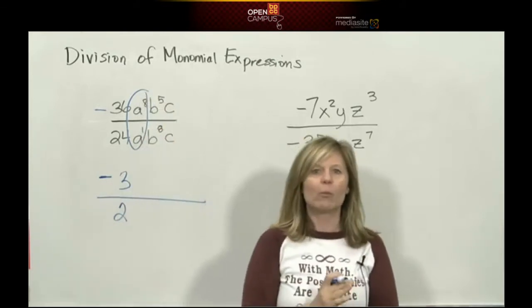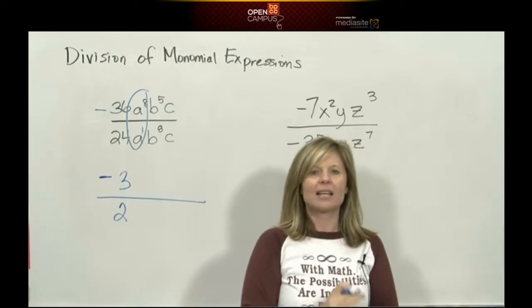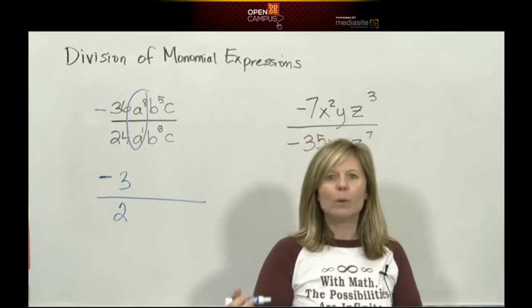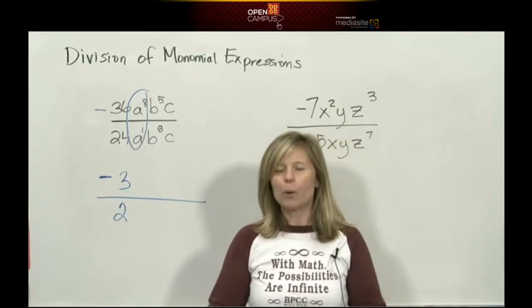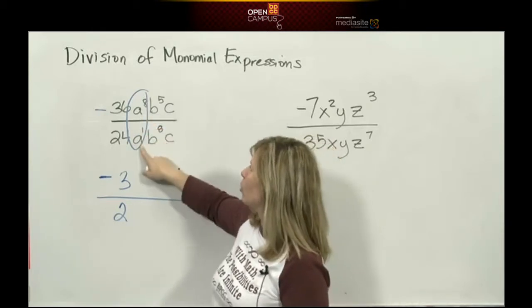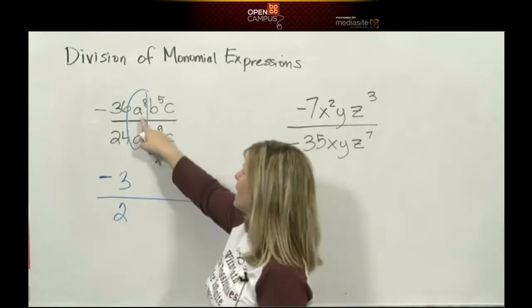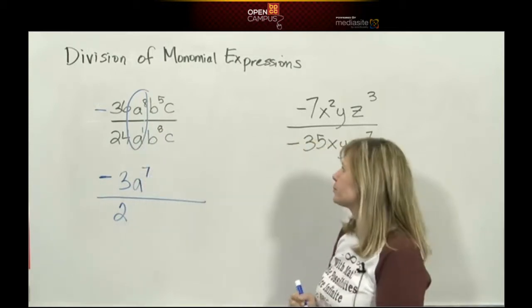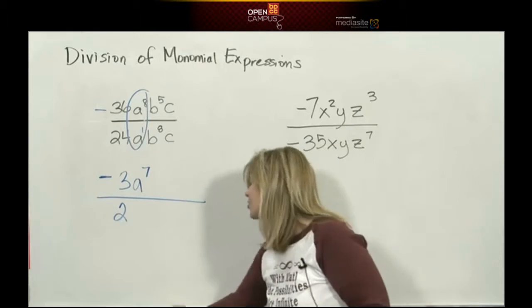The rule is when we divide, we subtract exponents. 8 minus 1 would be 7. Where would we place our a to the 7th? We would place it where there are more a's. Were there more a's in the numerator or the denominator? That's right, in the numerator. So our a to the 7th goes in our numerator.